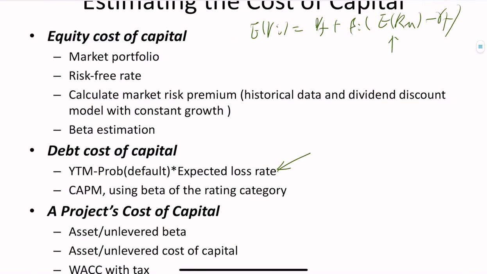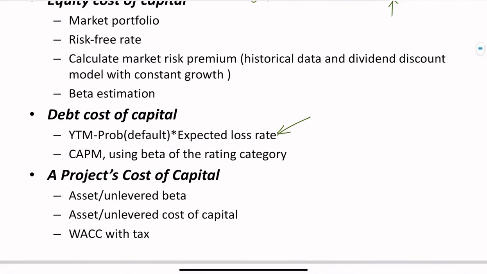And then after being able to calculate the equity cost of capital and the debt cost of capital, we could calculate a project's cost of capital. In terms of this, the basic idea here is: compare. Basically, you want to compare your project with a similar firm. And if this firm is similar, you can use the data from that similar firm, which will help you to estimate your project's cost of capital.